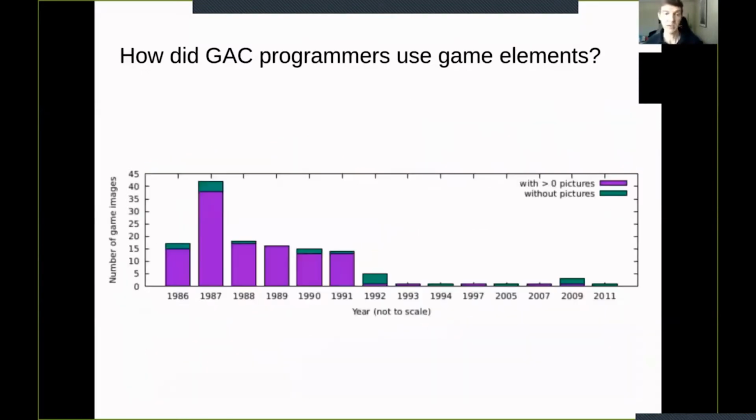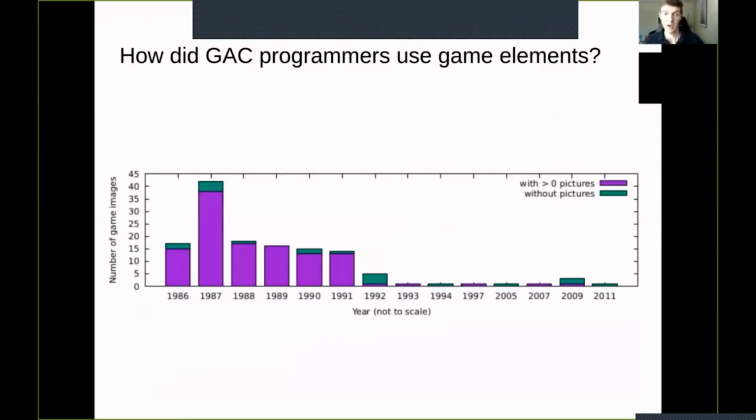What we can also do with our analysis framework is look for trends over time. And while many of these games did not have a lot of pictures, most of them did have at least some token pictures. And what we can do is view our corpus over a long period of time and see how programmers were using this.